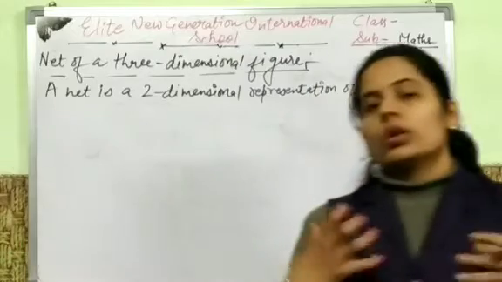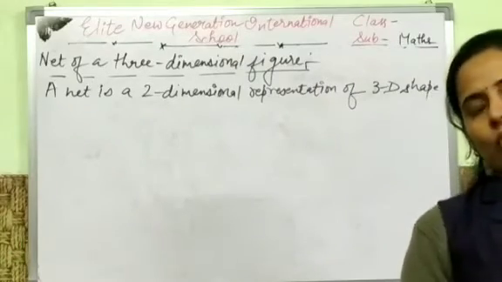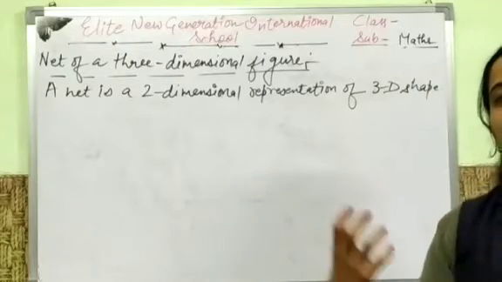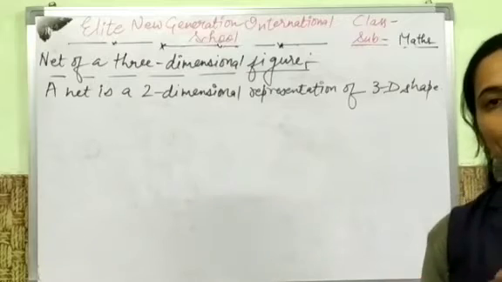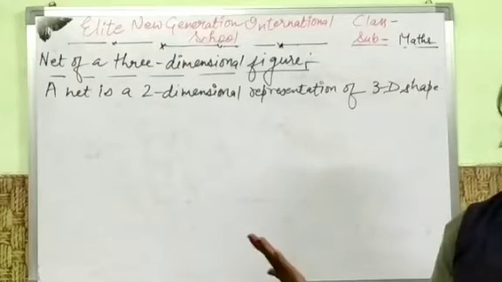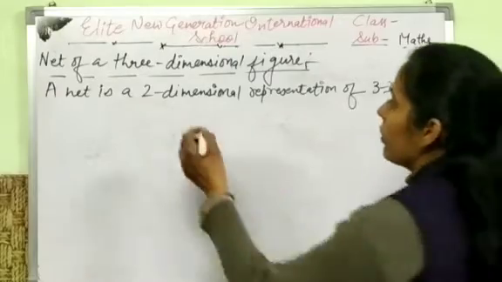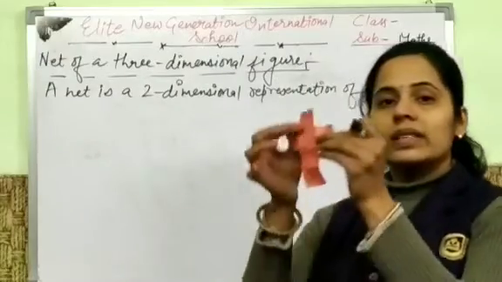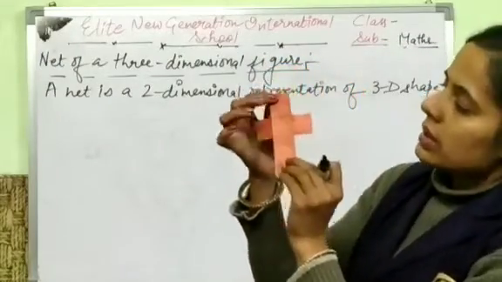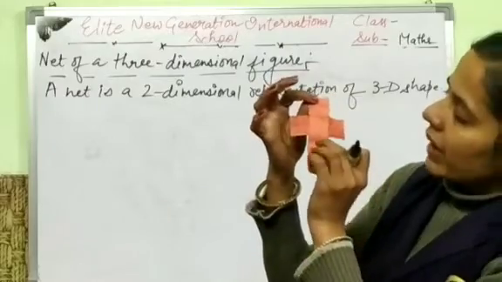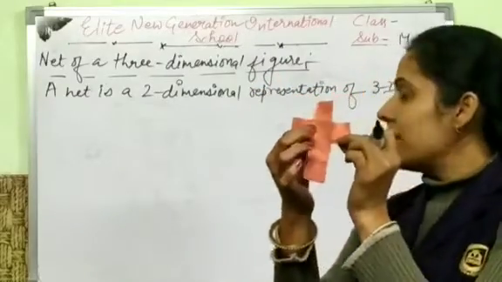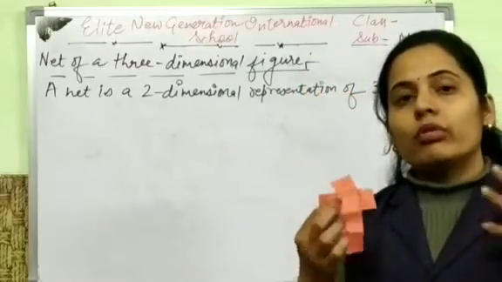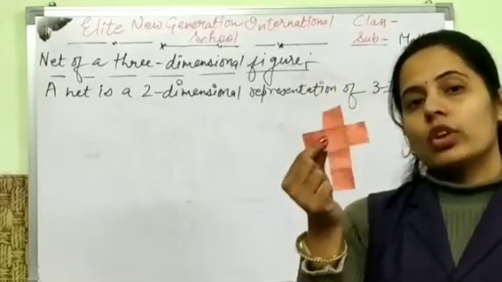So what is the correct definition of a net? A net is a diagram which shows what a solid shape will look like when it is opened along its edges and laid flat, right? So let's understand this by taking an example. You can see this one is a very good example of a cube. This is the two-dimensional representation, and generally the question is given as a two-dimensional shape, and you have to find whether this shape is a net of a cube or not.